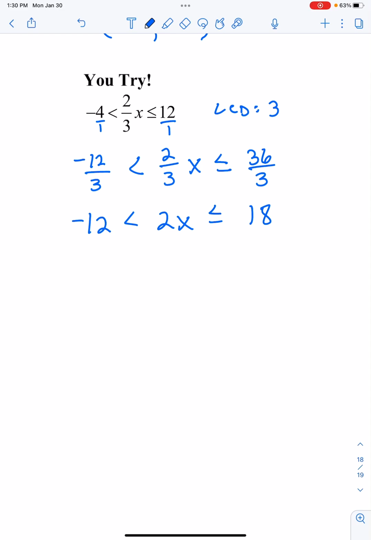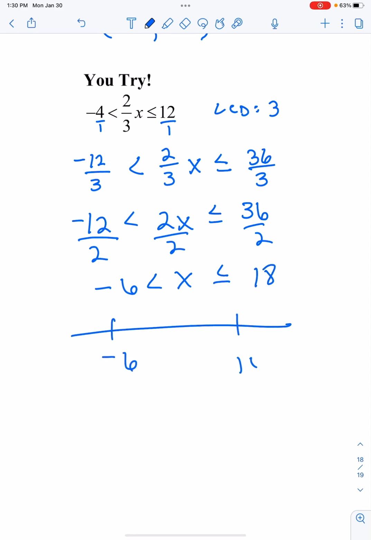Right, let's see. That would be, not 18, 36. Now I got to take the tops. So I divide by 2. So I get negative 6 is less than x is less than or equal to 18. That's where my 18 goes. Right, on a number line, I get negative 6 and 18, shade inside. Negative 6 has strict less than, so parentheses. 18 has an equal to, so bracket. Interval, negative 6, comma, 18, bracket.